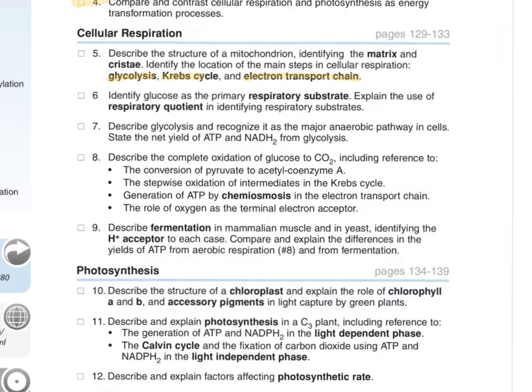Explain the use of respiratory quotient. What's RQ? Well, we're going to look into that. You should know that because you should have read it, should have done the problem. It's a ratio. It's not really that big a deal. But if you haven't done the work, you don't know what it is. All right. What's chemiosmosis? So there's that word osmosis. What's chemiosmosis? What's fermentation? What's a hydrogen ion acceptor?